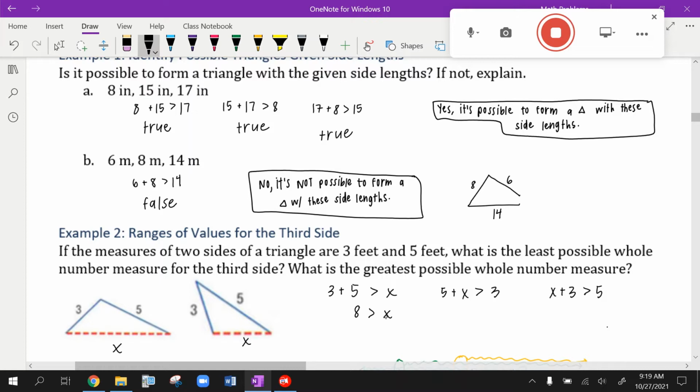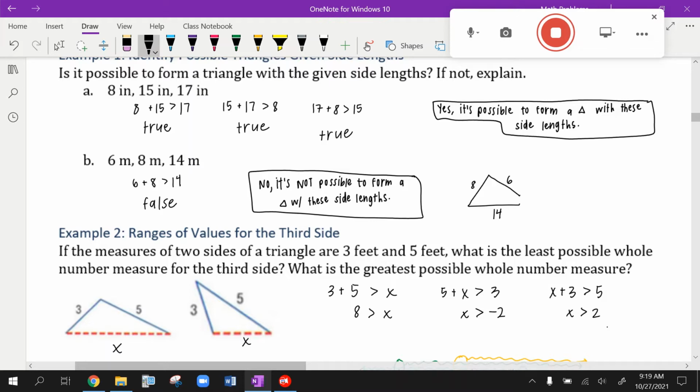First, we have x is less than 8. Next, we have x is greater than negative 2. Remember, you subtract 5 on both sides just like you would if it was an equation. And finally, you have x is greater than positive 2.